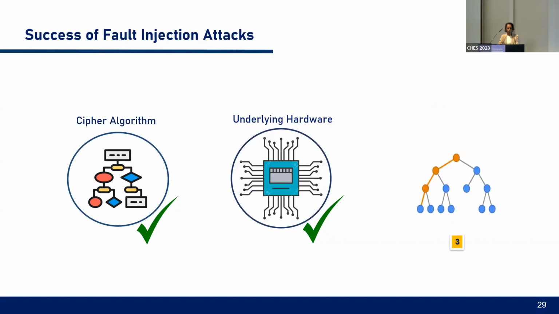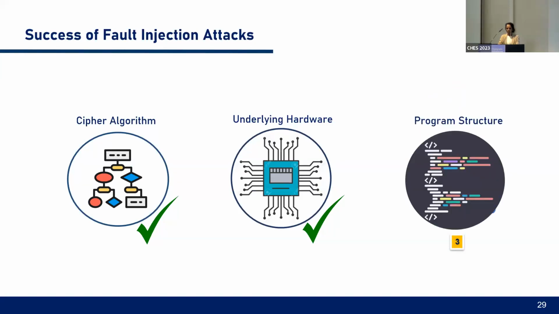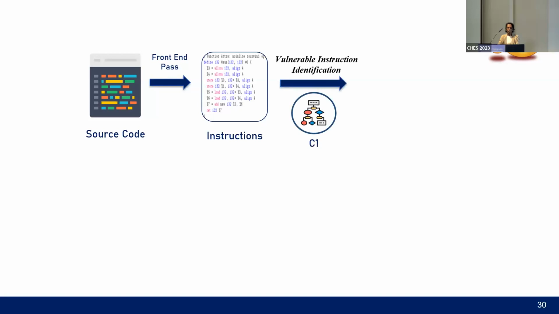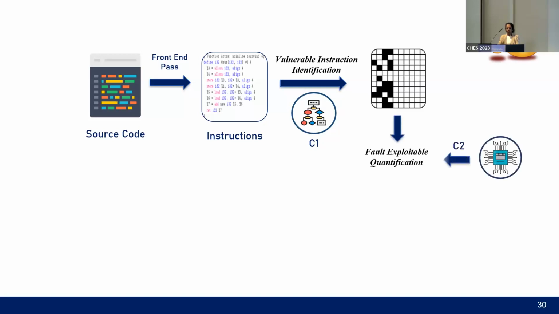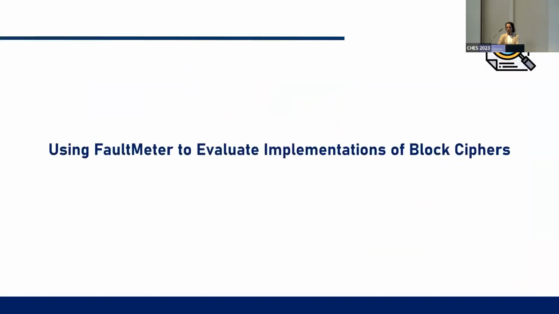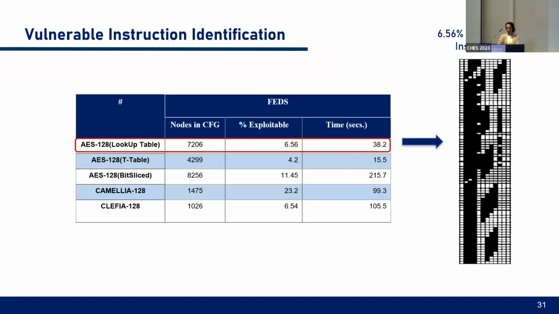As we have propagated the success probability to the output, now we stitch all these things together into our framework, which takes the source code of the cipher implementation as input. Our vulnerable instruction identification module takes the algorithmic properties of the cipher and gives the set of vulnerabilities. Our fault exploitable quantification module quantifies the vulnerability and gives you the success probability by which the instruction can be corrupted. This entire framework, we call FaultMeter. We have evaluated FaultMeter on different block ciphers.